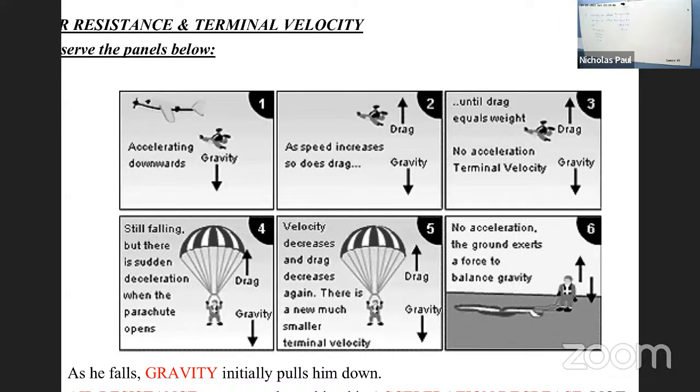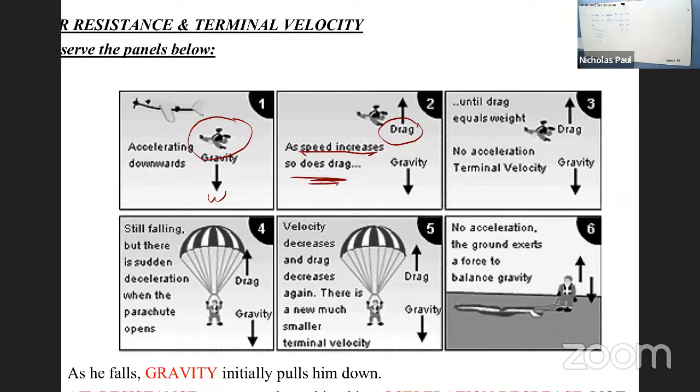So if you look here, you'll see that, right? We have this person here. He jumped out of the plane, and as he falls, he has a force called weight acting on him. But as he continues to fall, there's a drag force acting on him. As the speed increases, he has something called drag force. That's the air resistance.